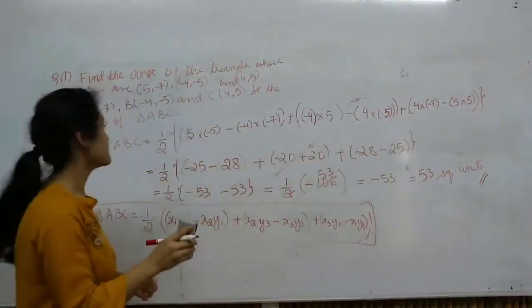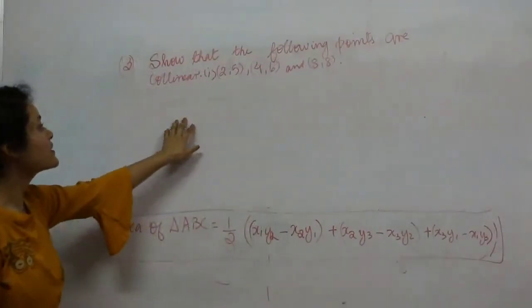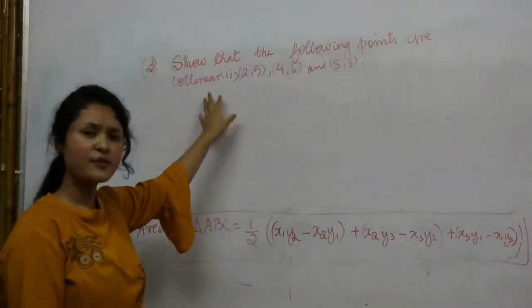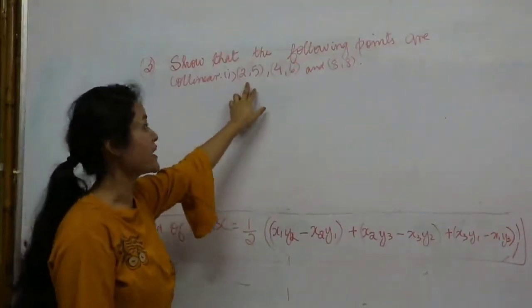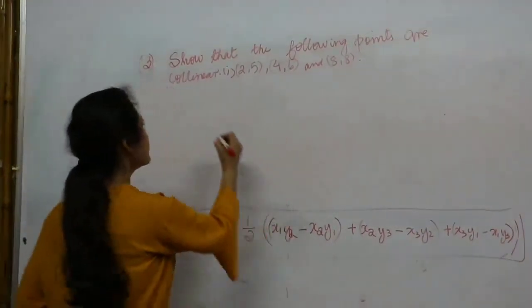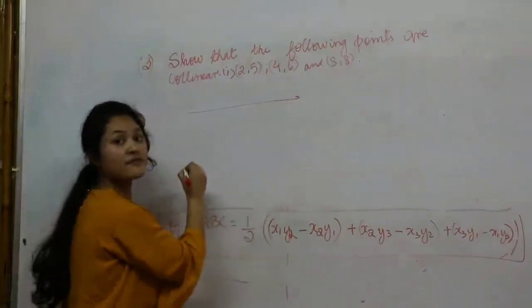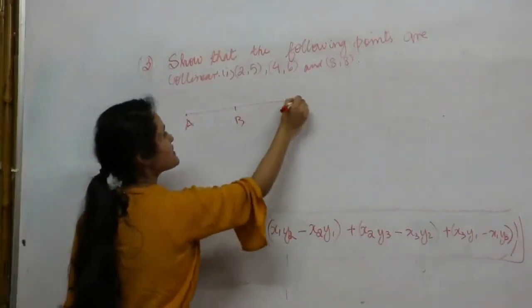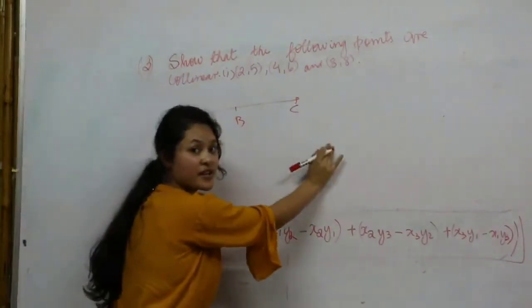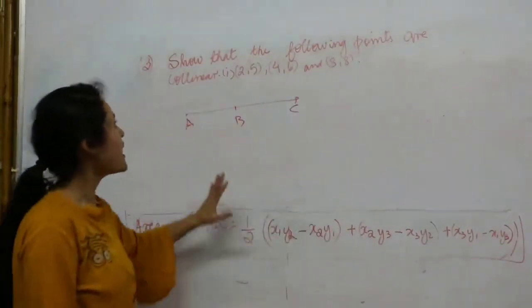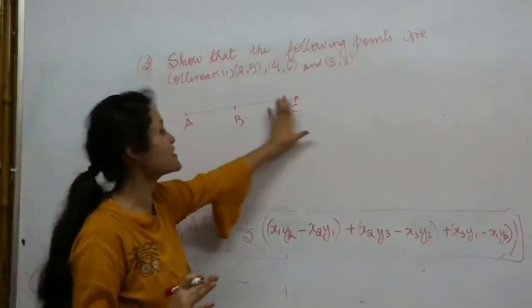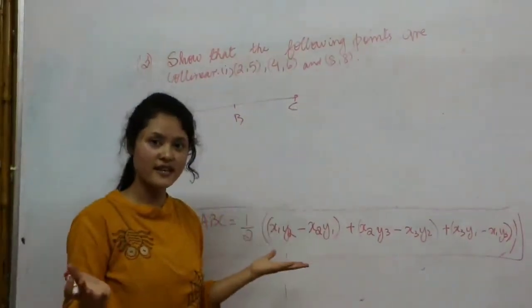I'll do one more problem. Let's see this question. We have to show that these following points are collinear. What do you mean by collinear? That means these points 1, 2 and 3, they all lie in the same line. If suppose this is A, this is B, say this is C, they all lie in the same straight line. So, how do we prove this one? If we find the area of this straight line, it will be 0, yes or no?